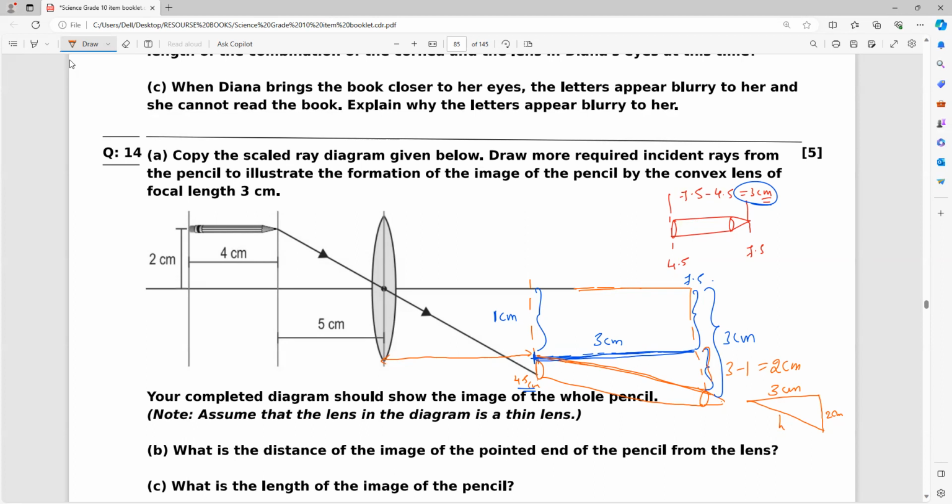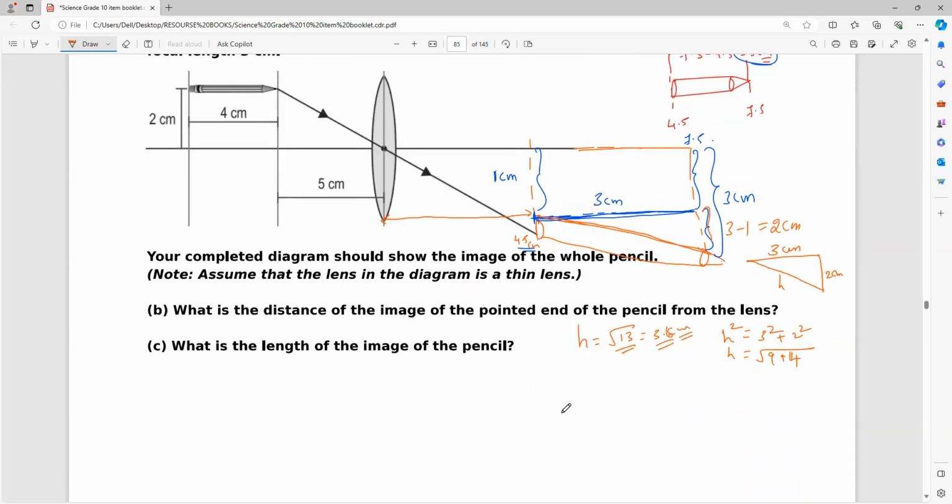So what will we do, guys? Yes, please. So the Pythagoras theorem: h square is equal to 3 square plus 2 square. So h is equal to root over 3 square, which is 9, plus 2 square, which is 4. So h is equal to root over 13, which is equal to 3.6 centimeter. Exact answer you will get. So that's all I want to say. Clear, everybody? Do you understand, ma'am?